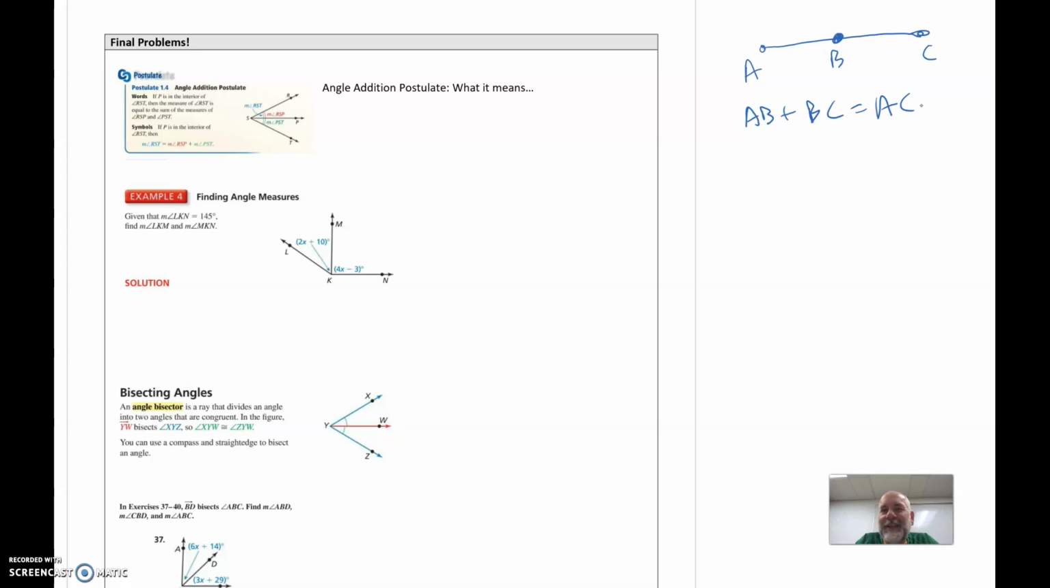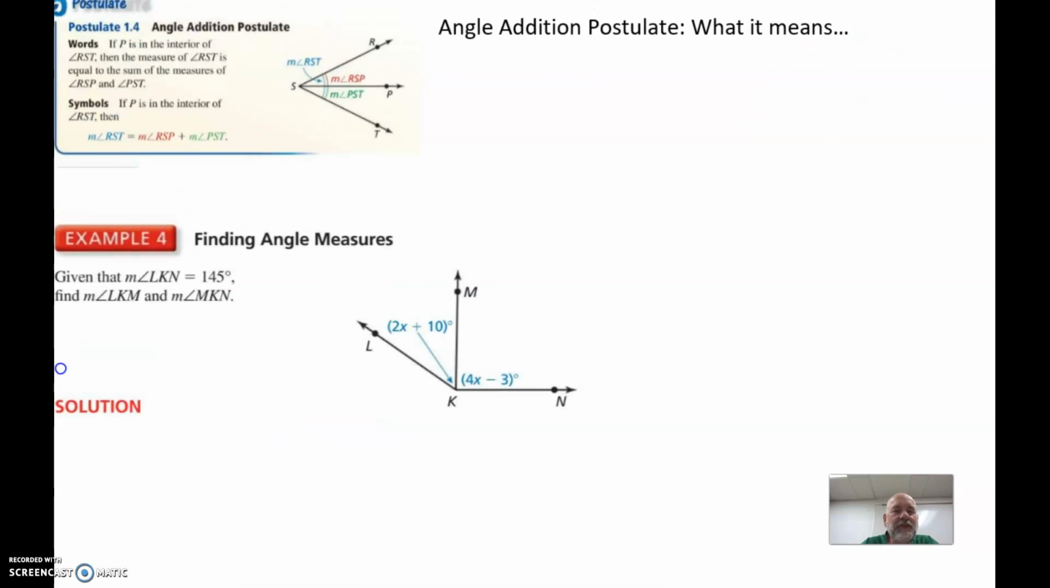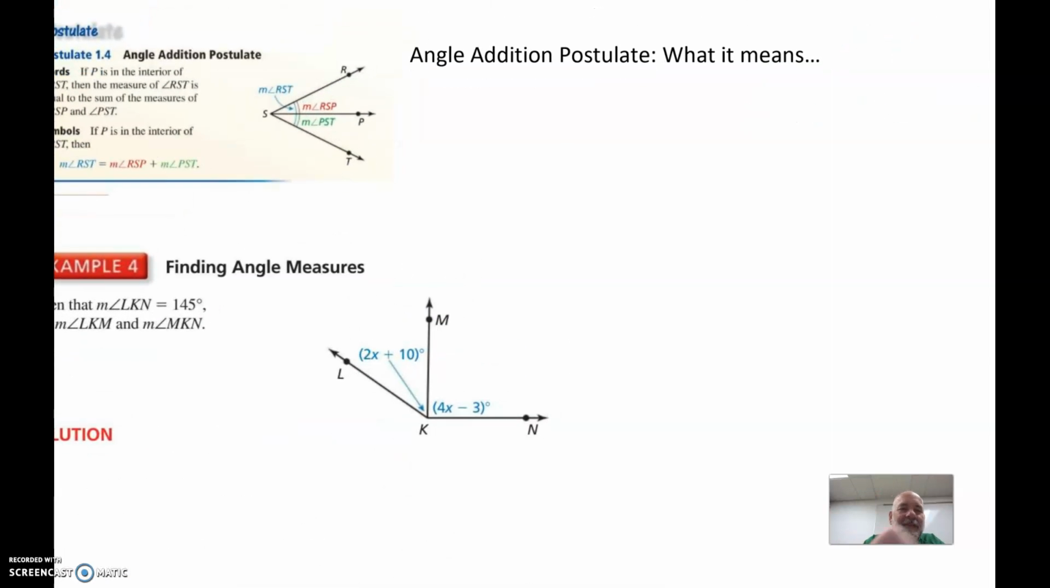Well, you can guess that the angle addition postulate is about the same thing. You can check out right here what the angle addition postulate means. It says that the measure of angle RST, so RST is this whole thing right there, is equal to the measure of RSP, that's the red one, plus the measure of PST, which is the green one. So what it means is that a big angle you can break down and make it the sum of its smaller parts, just like with segment addition.